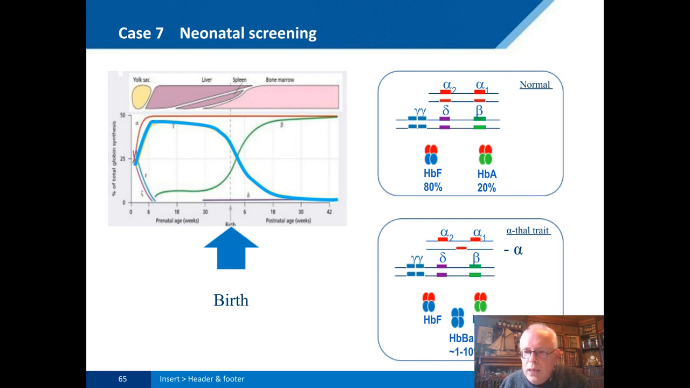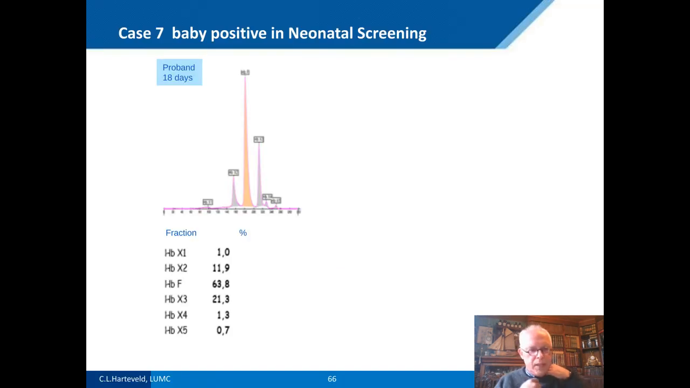Now, if you have a single alpha gene defect, we see that there is a relative excess of gamma, which cannot find an alpha partner, let's say. So they start forming gamma tetramers, hemoglobin Bart's, in a very low percentage. But in, let's say, the neonatal screening, that is a good marker for the presence of alpha thalassemia. I tell you this to understand better the following case.